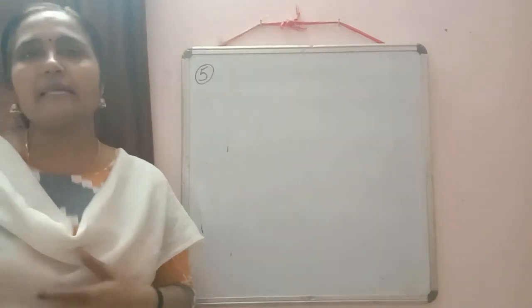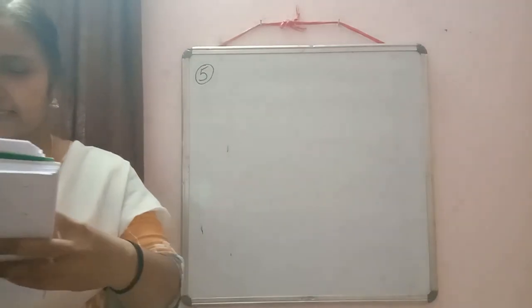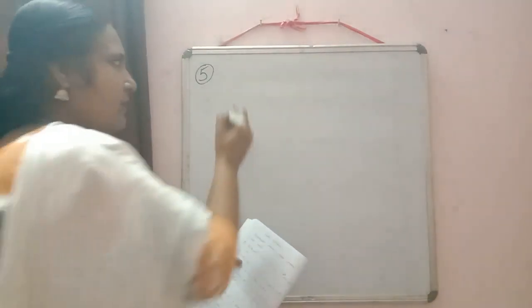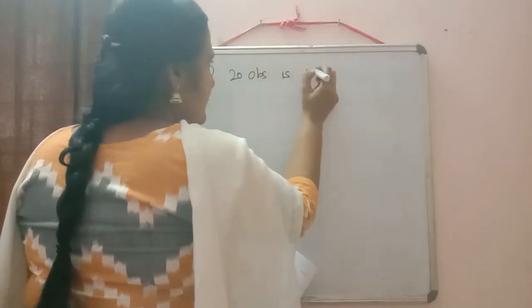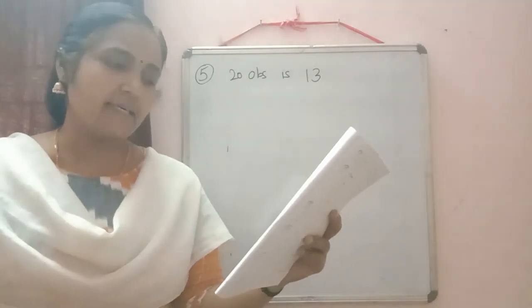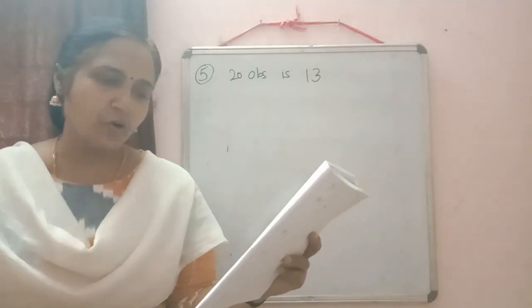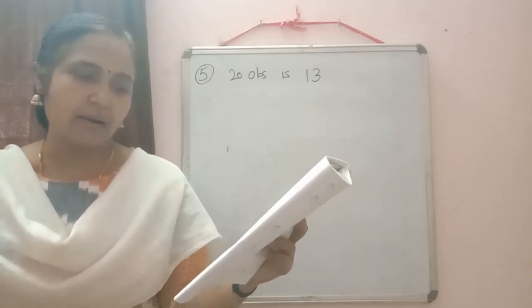All of you write down the next question. Mean of 20 observations is 13. Find the new mean if each observation is increased by 5.